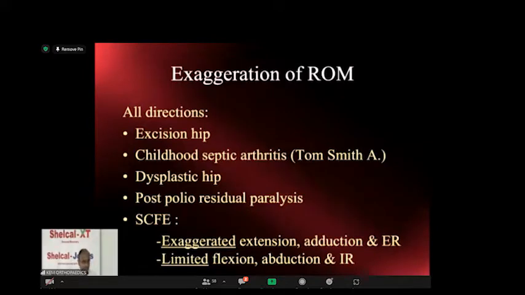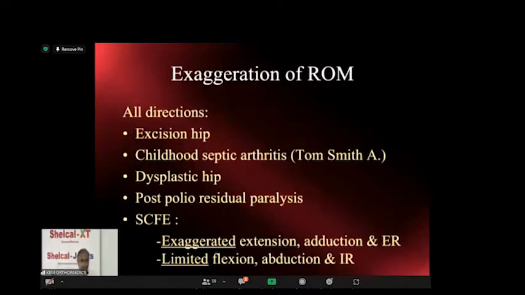Okay, so excision hip. Next thing is childhood septic arthritis, Tom Smith arthritis, where the head and neck are totally absorbed. Okay, so there is no head only. So the greater trochanter is free. In those kinds of patients, you will get an exaggerated range of movement in every direction. Dysplastic hips. Sometimes some movements in dysplastic hips are also exaggerated. You may get exaggerated flexion, you may get exaggerated adduction. Okay, maybe abduction is restricted, but adduction may be exaggerated.